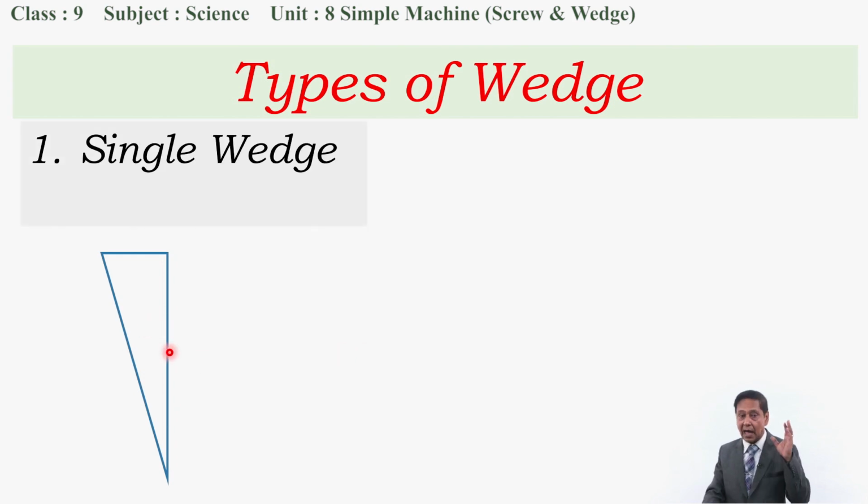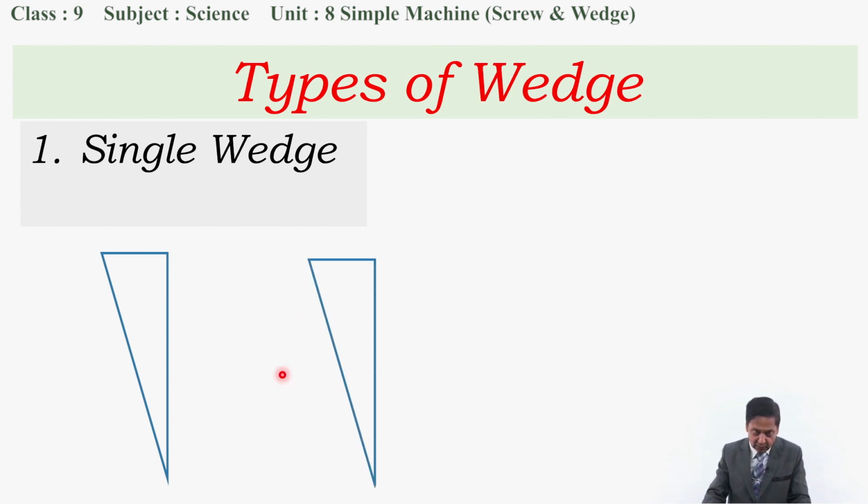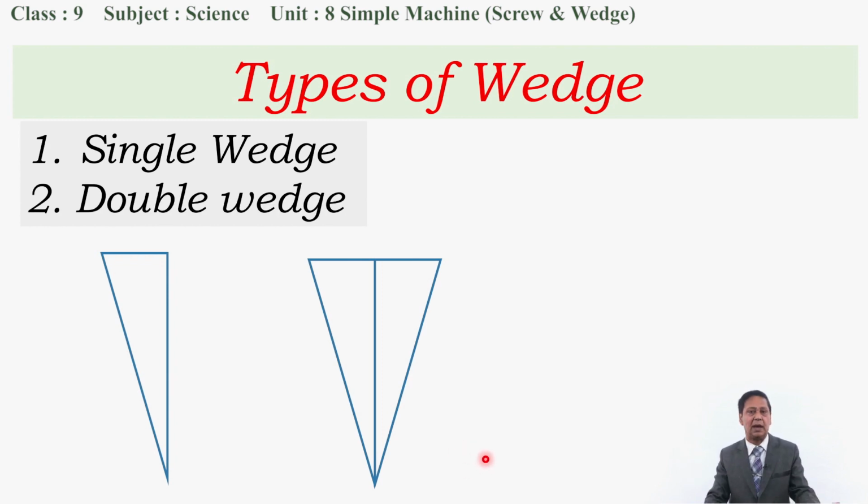Now, if an identical wedge is attached with it, like this is the wedge, same wedge, and if another piece which is identical to the previous and their bases are attached with each other, like this is the base, now we have another wedge. This is called double wedge. This way we can say that wedge is of two types. One is single wedge, another is double wedge. Both of them have the same principle. Both of them work on the principle of inclined plane.